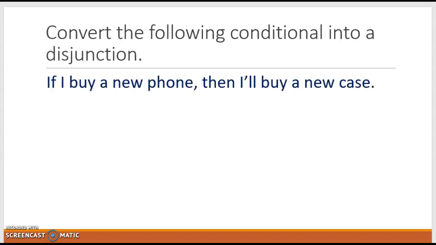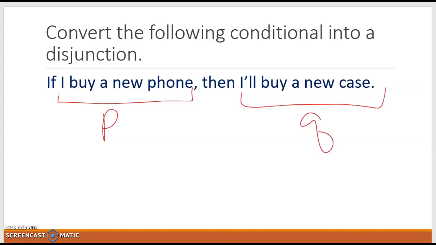All right, so we're going to start with a conditional. If I buy a new phone, then I'll buy a new case. Generally how that goes, right? So if we think about this, if I buy a new phone, this is my P statement, then I'll buy a new case, right? If I buy a new phone, following, I'll buy a case.